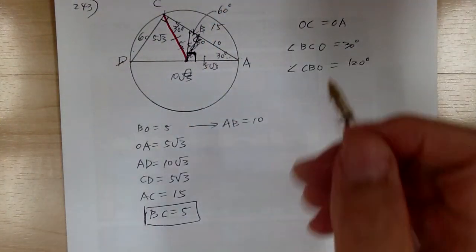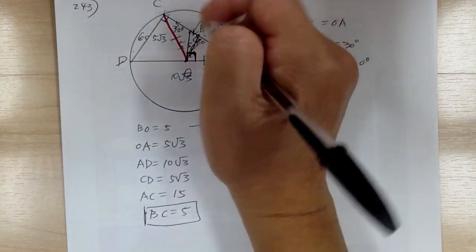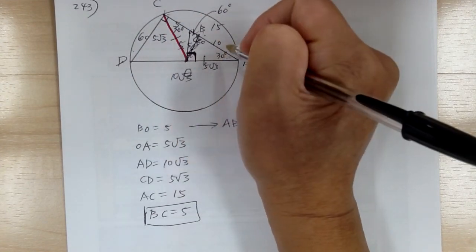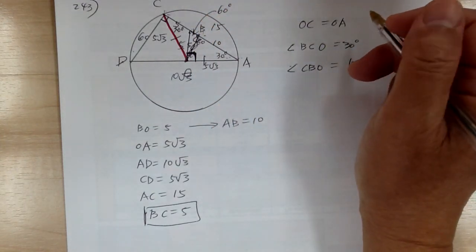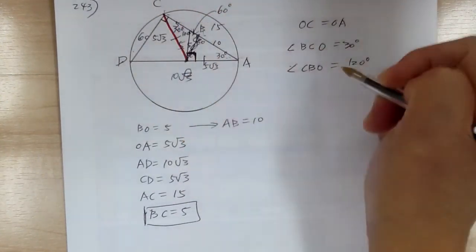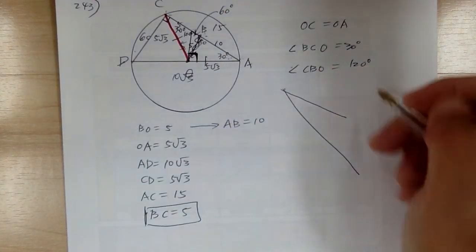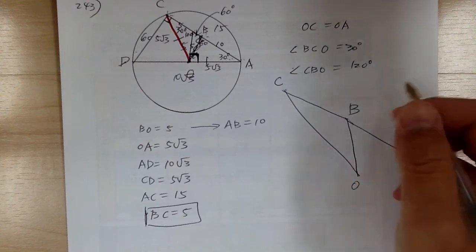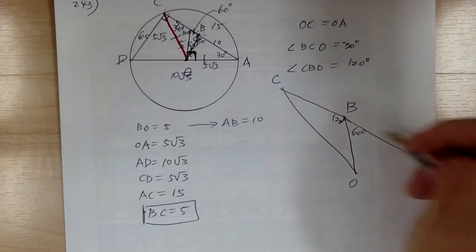So again, CBO is 120 degrees. So again, this is 30, and this is 30. And well, if this is 60, it would be 120. If you don't see it, let's draw a bigger picture. So here's your C, here's your B, and here's O. So here's your 60 degrees. Therefore, this will be 120. And this is 30.